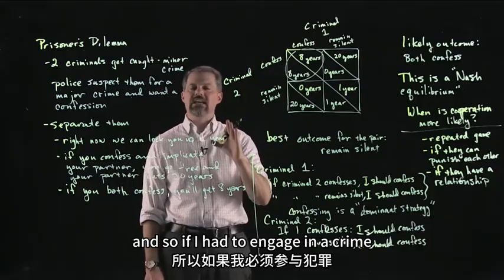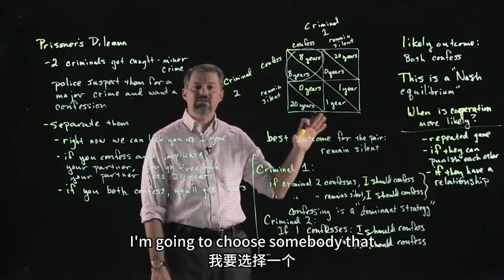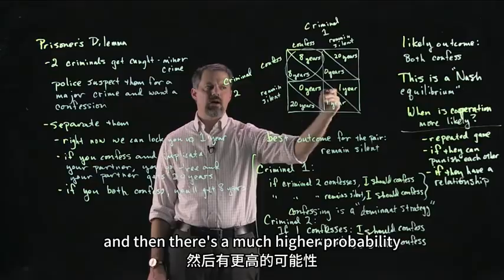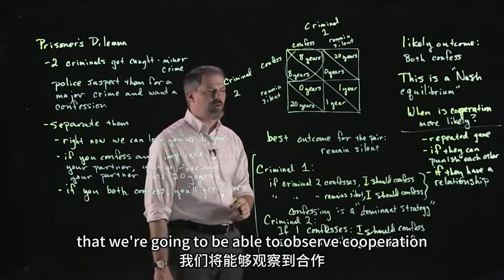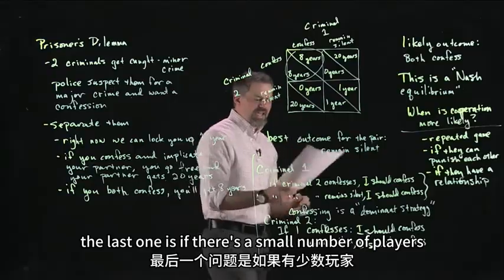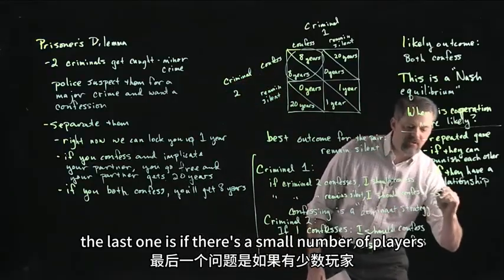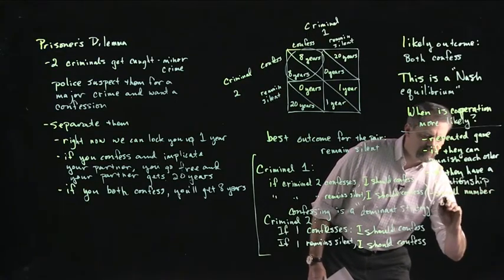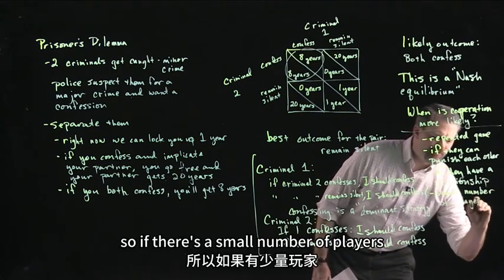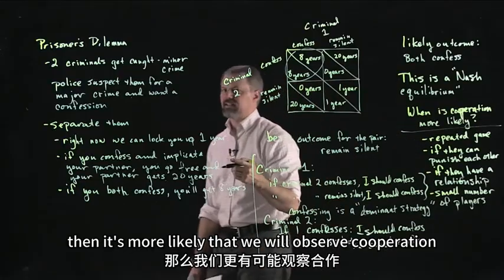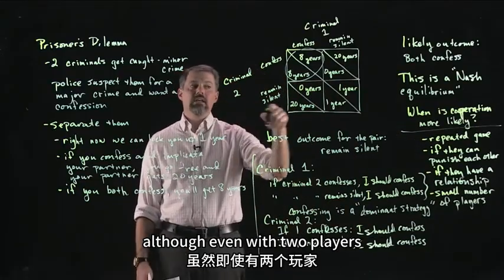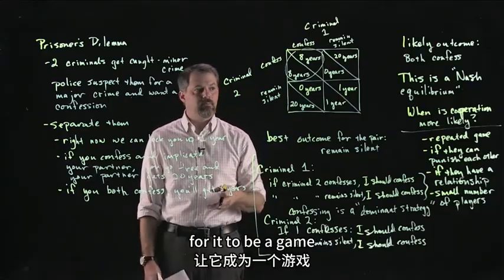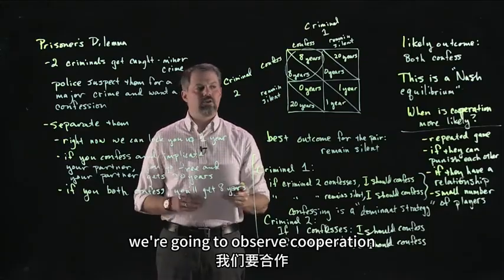And so if I had to engage in a crime, I'm going to choose somebody that I can trust completely. And then there's a much higher probability that we're going to be able to observe cooperation. The last one is if there's a small number of players. So if there's a small number of players, then it's more likely that we will observe cooperation, although even with 2 players, the smallest number of players there can be for it to be a game, it's still unlikely that we're going to observe cooperation.